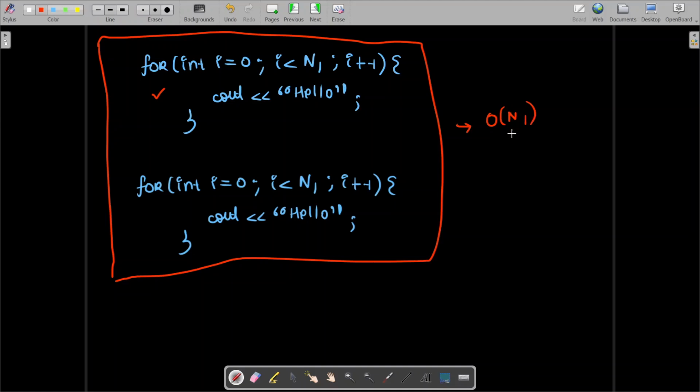Okay. For this one, it'll be the same, it would be the same, right? It is O of n. And for the entire one, it'll just be n squared.